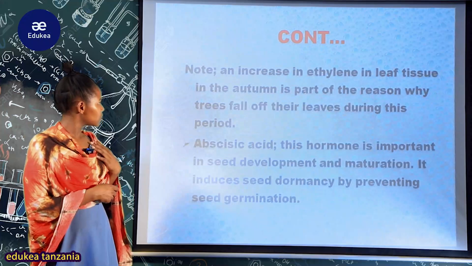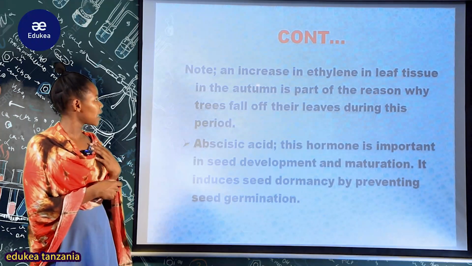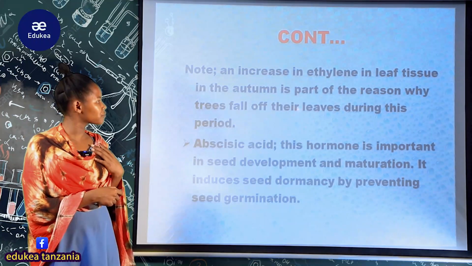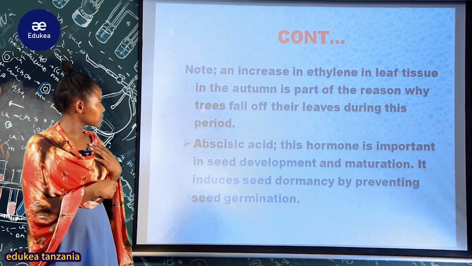Also, we have to note that an increase in ethylene in leaf tissue in the autumn is part of the reason why trees drop their leaves during this period. We already explained this concept.